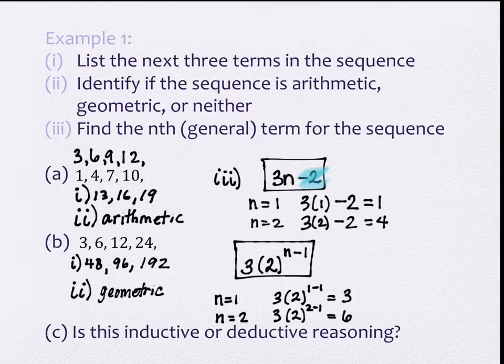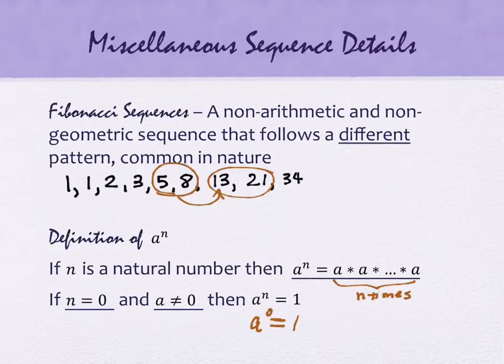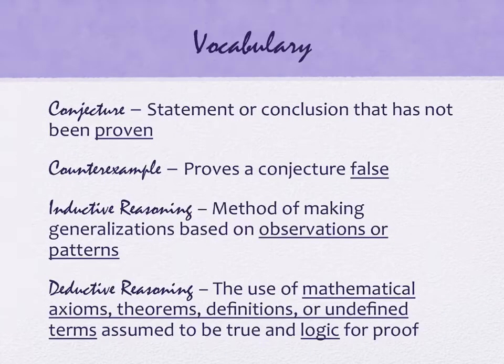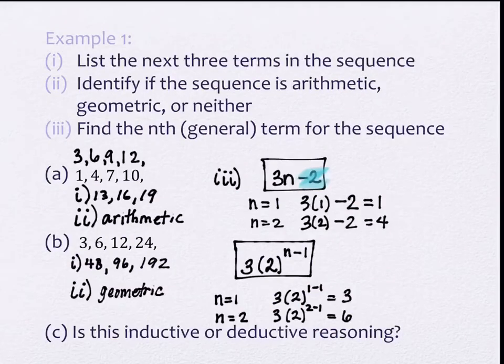Inductive or deductive reasoning. So let me flip back over to my screen because I know I told some of you guys, don't write this all out. This is too much to write. Here were the definitions. Inductive reasoning is a method of making generalizations based on observations or patterns. Deductive reasoning is the use of mathematical axioms, theorems, definitions, or undefined terms assumed to be true and logic for proof. Which of those types of reasoning do we see happening on our problems right here? It is inductive. We are making a generalization, making a conjecture or a claim based upon a pattern. We might be right, we might be wrong.